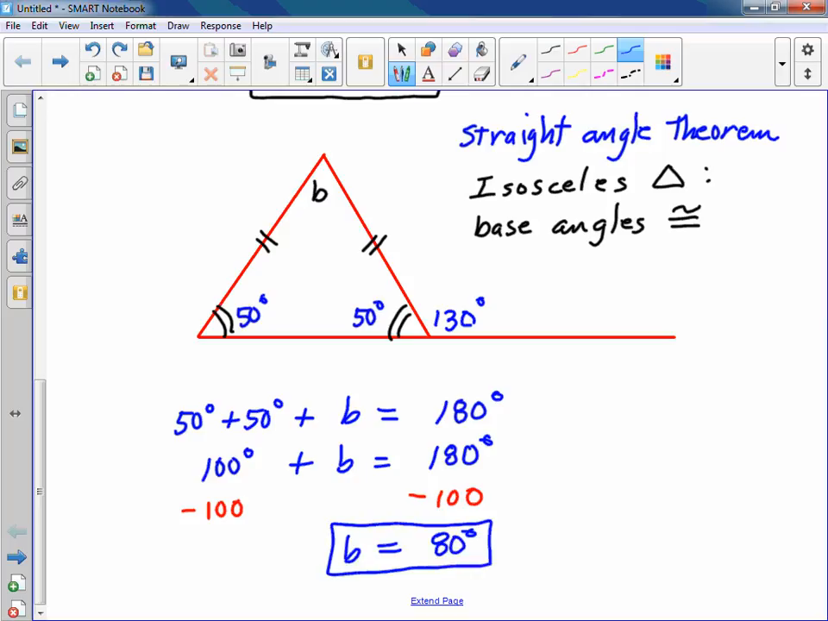I should point out that I did not draw this triangle to scale, so that b looks a lot less than 80, but that's okay. If this were drawn to scale, it would look just right, and it would in fact be 80 degrees.